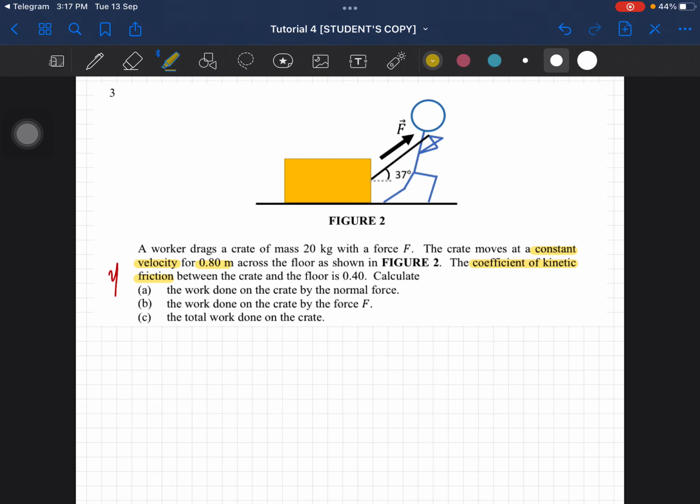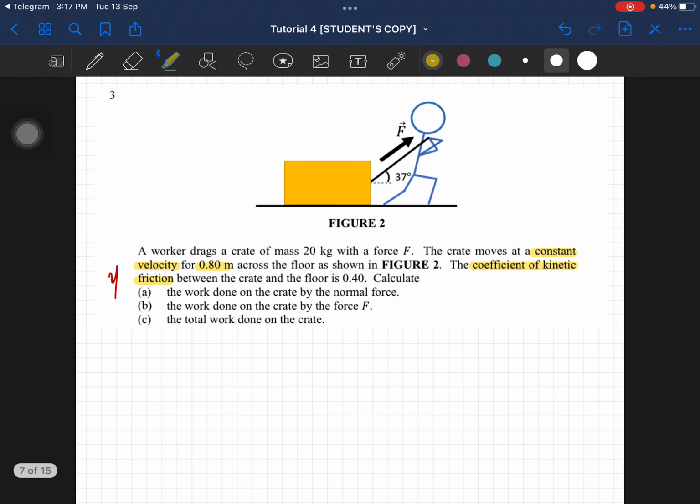So now if you are confused whether a value is the coefficient or the friction force, just check whether it has a unit or not. Now 0.4 does not have any unit, so it means it is the coefficient of kinetic friction. And then we have to calculate the work done on the crate by the normal force, work done on the crate by the force F, and the total work done on the crate.